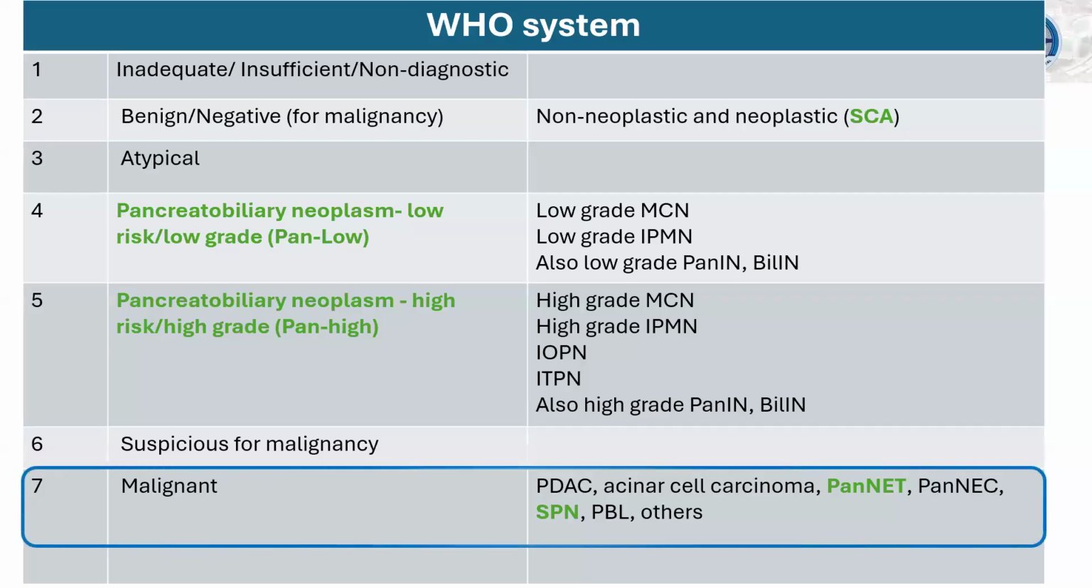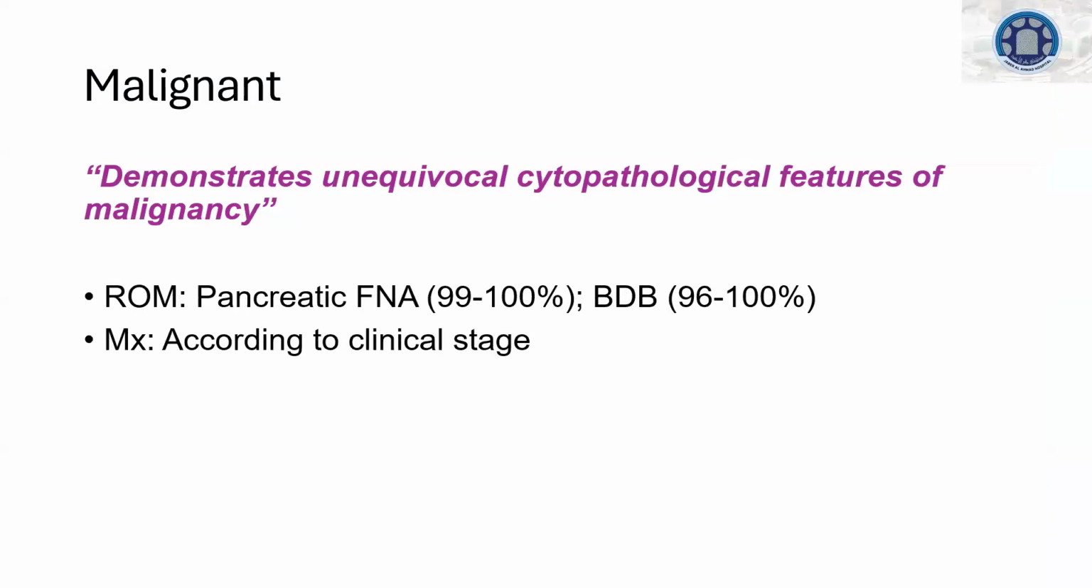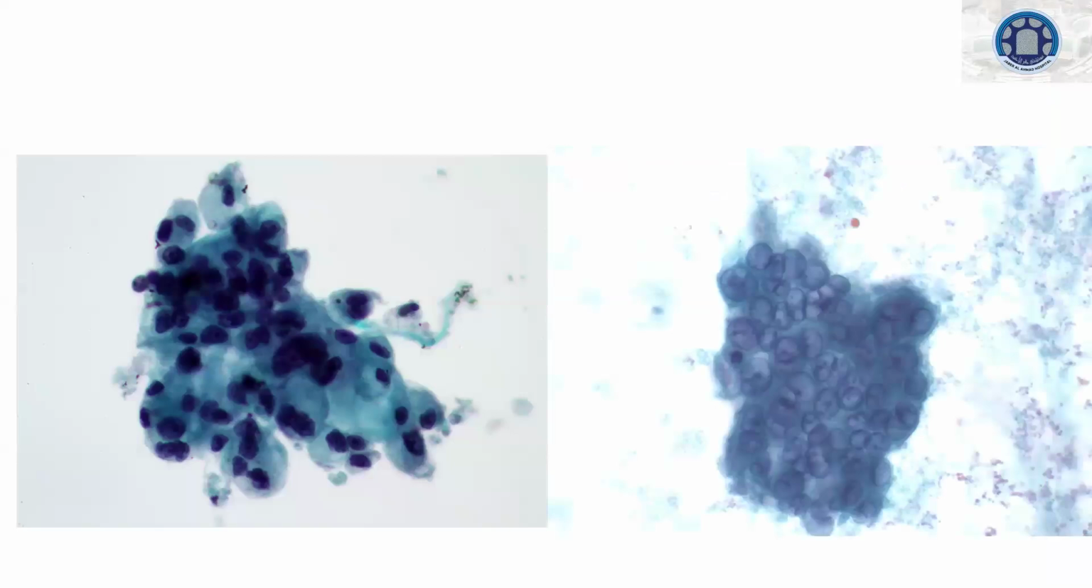So let's go to the next and one of the most important category, malignant. This is what the residents need for most of the exams. And this demonstrates unequivocal cytopathological features of malignancy, and management is according to the clinical stage. So let's go one by one. Please, I want the answers fast if possible.